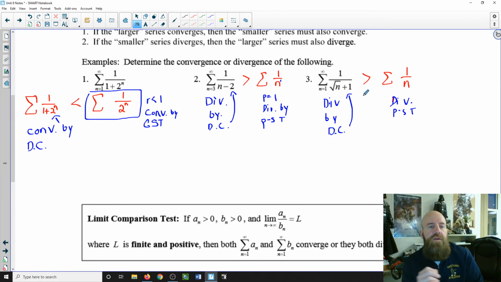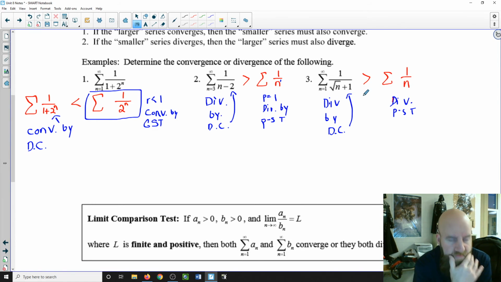Just be careful when you're picking the series that you want to compare them to. They have to be similar, or things that we know how to find if it converges or diverges. There's no sense in making one that we don't know how to find. So make sure if you have any questions, these can be kind of tricky to pick what series you want to use. Just let me know, get a hold of me, and we can talk it out.